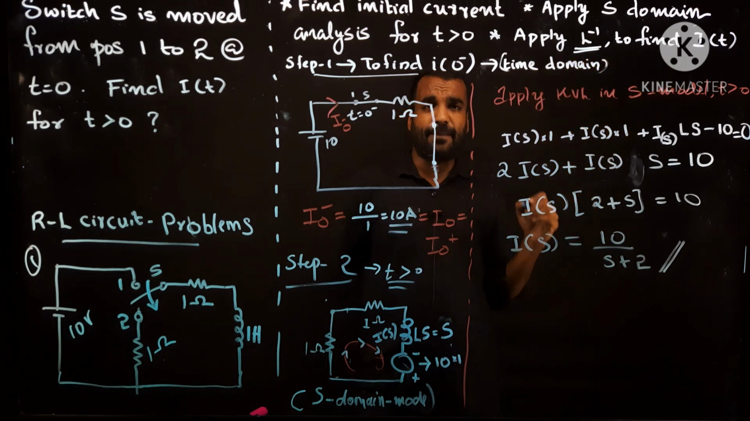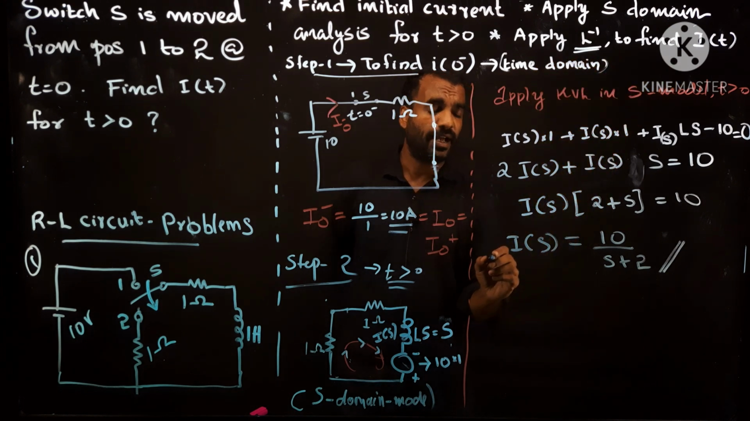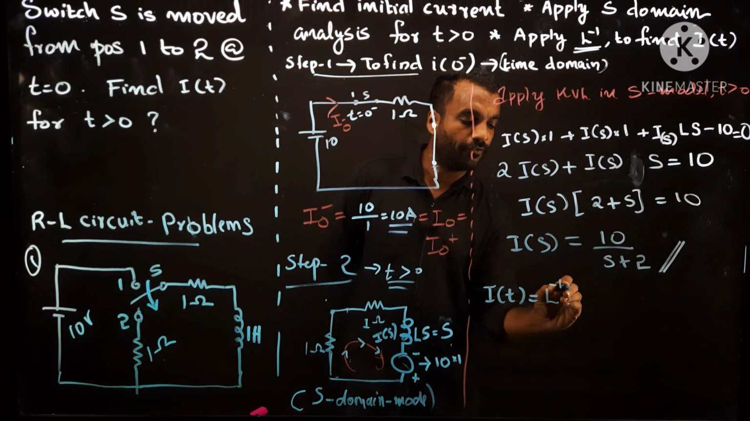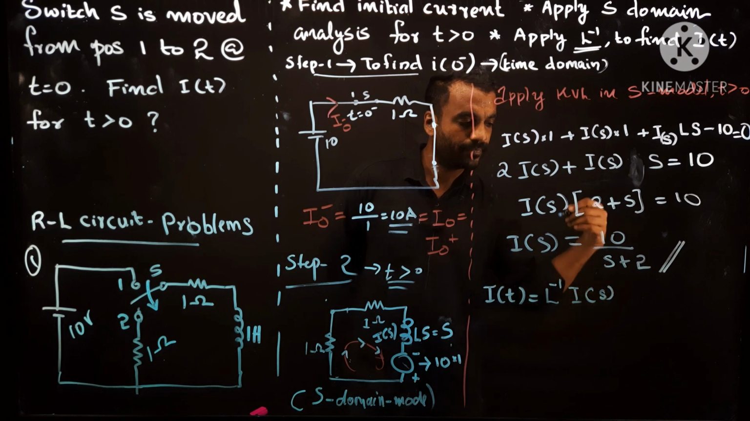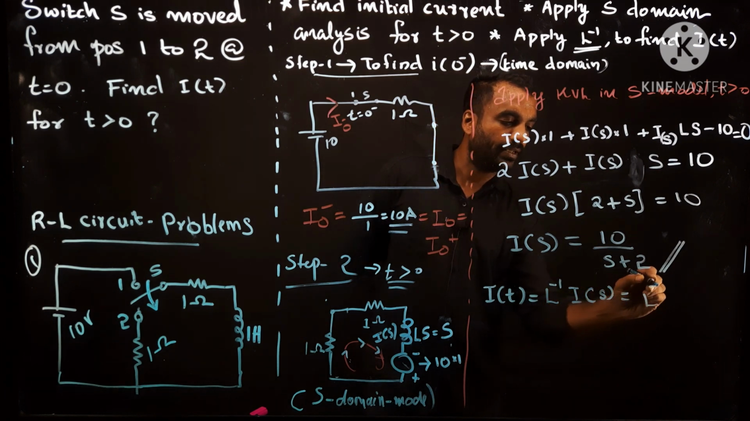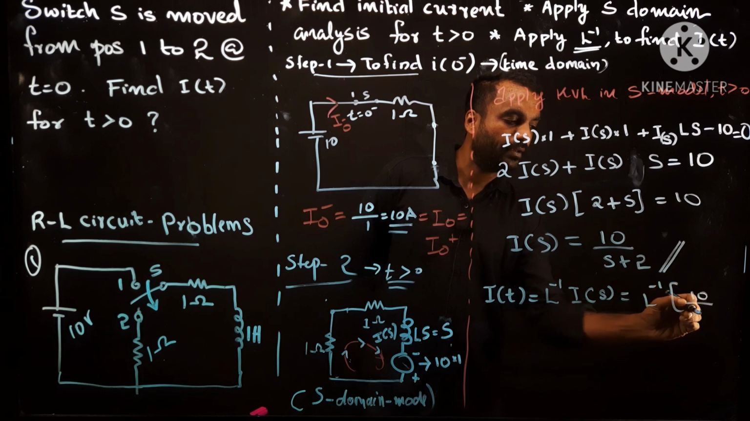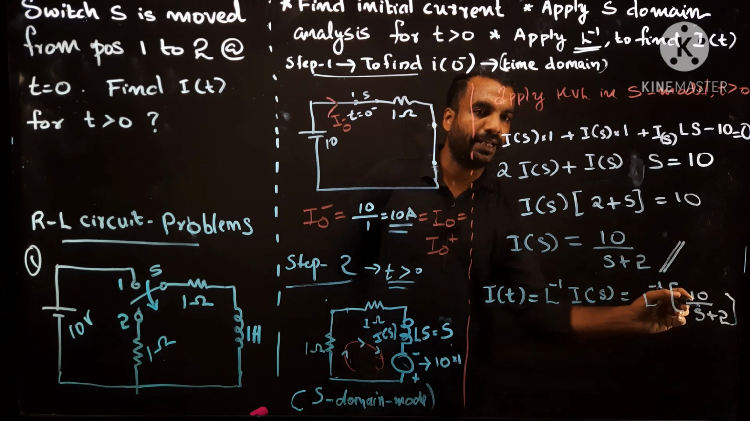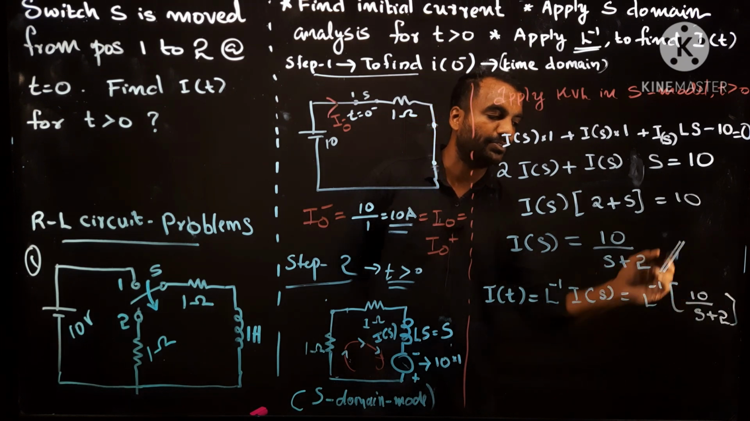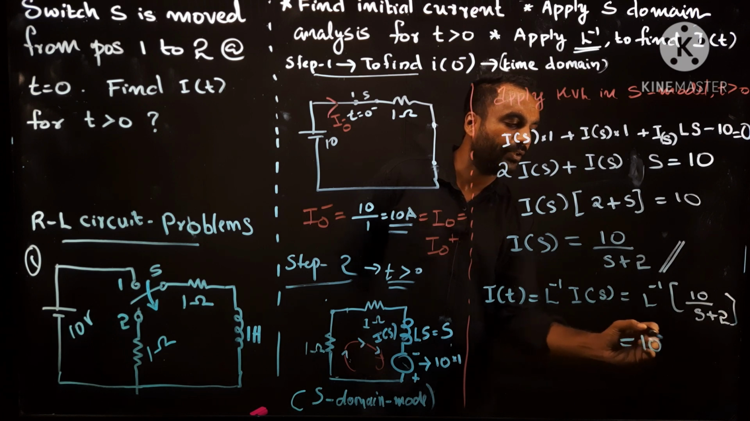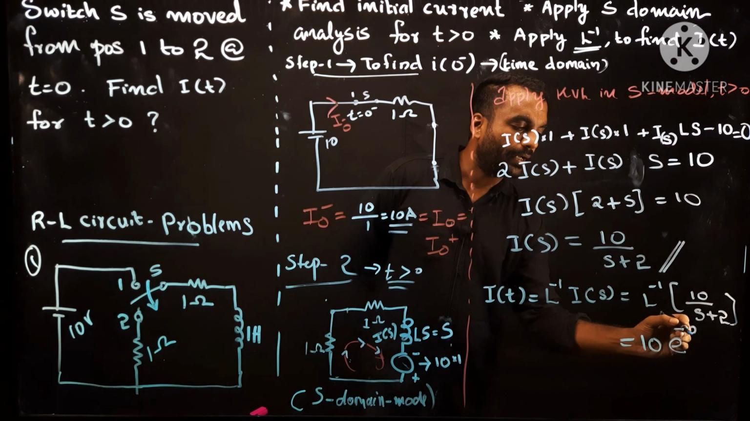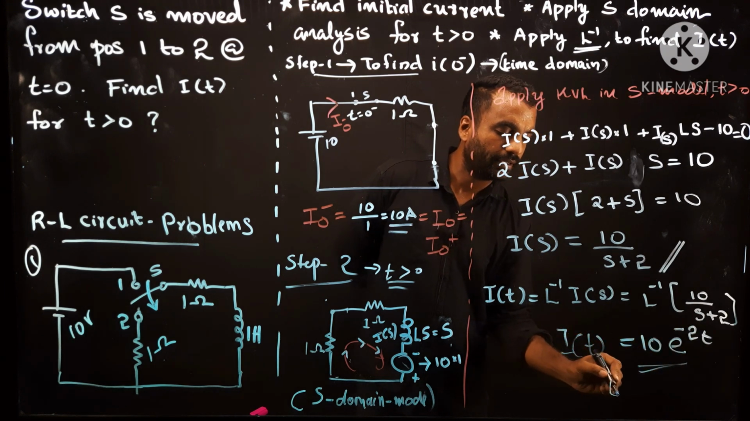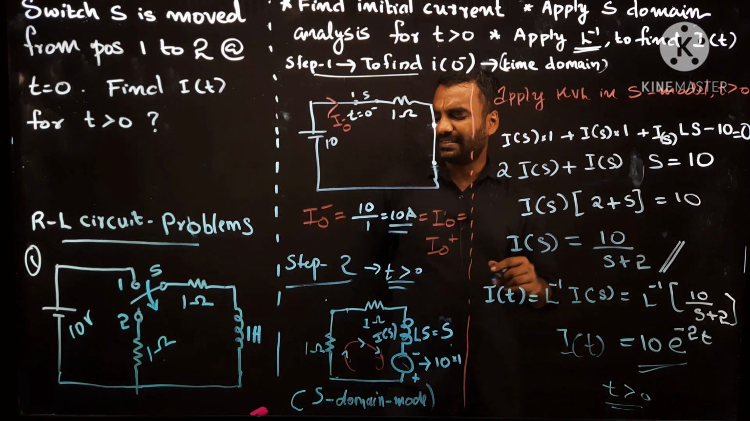Then third step, apply Laplace inverse to find I of t. I of t is equal to L inverse of I of s, that is equal to L inverse of 10 by S plus 2. L inverse of 1 by S plus a is e raised to minus at, so 1 by S plus 2 gives e raised to minus 2t. 10 is constant, that is equal to 10 into e raised to minus 2t. This is the I of t for t greater than 0. So this is the answer.